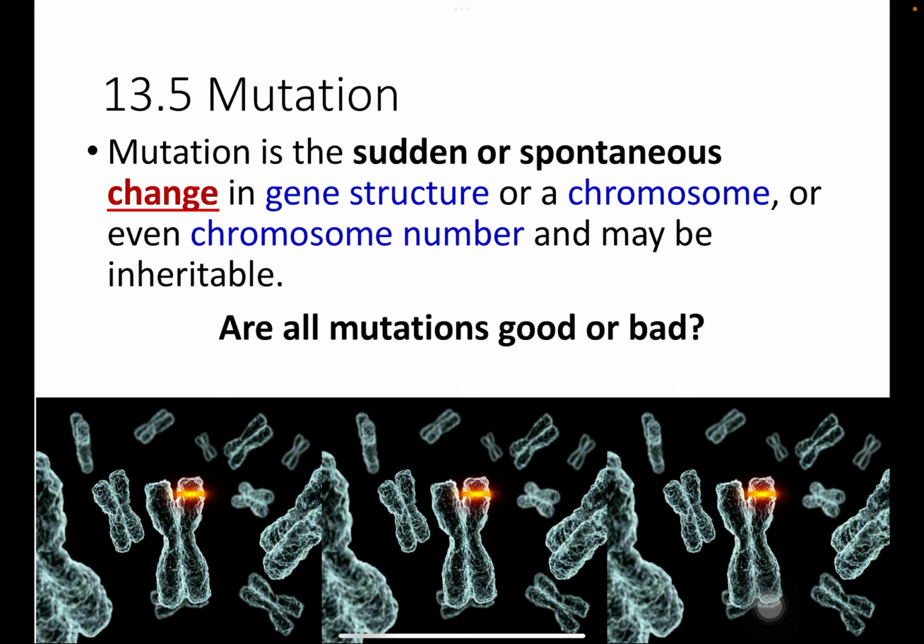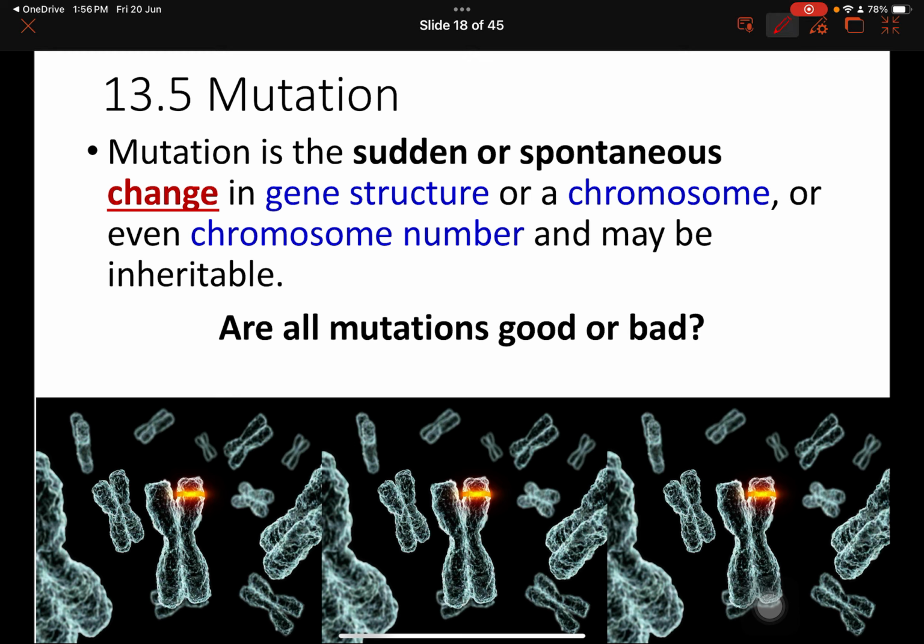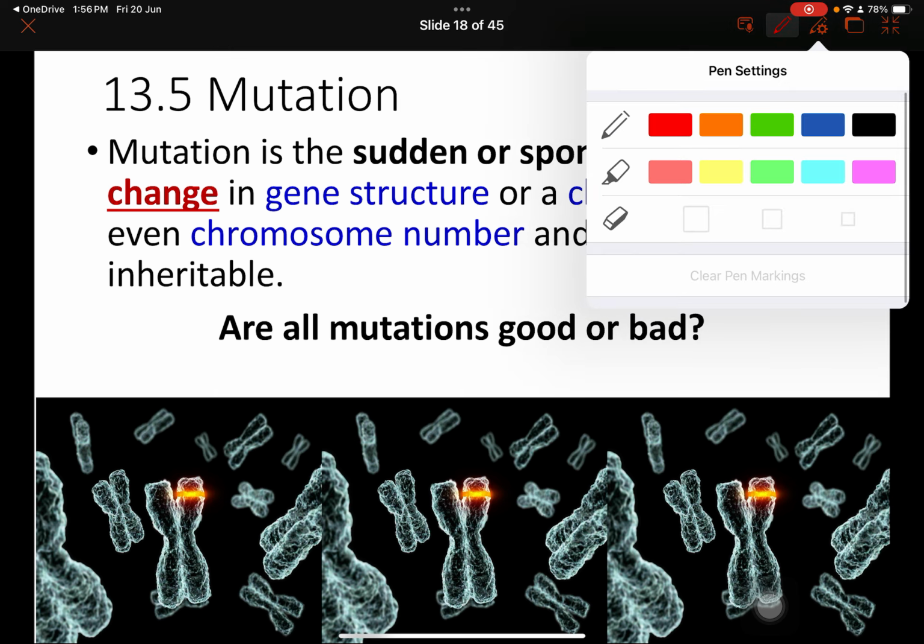So the definition of mutation, let's start off with that. Mutation is the sudden, spontaneous change in your genetic structure or the number of chromosomes. Sometimes mutations can be inherited, but sometimes it is not passed down from one generation to another. So do take note of that. Let me pen it down over here and do it along with me as you watch the video.